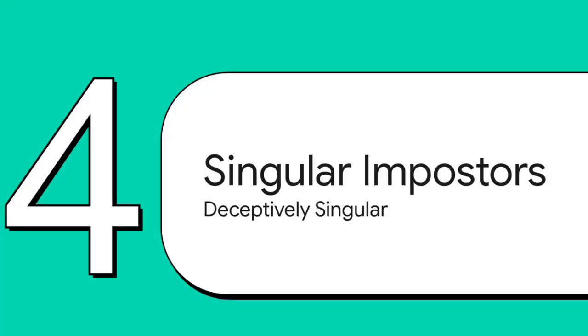Okay, next up, we're going hunting for imposters. These are words that look and feel plural, but secretly they're singular. They're designed to trick you, but we're not going to let them. And here's a super simple way to remember this rule. Just think of the number 1.